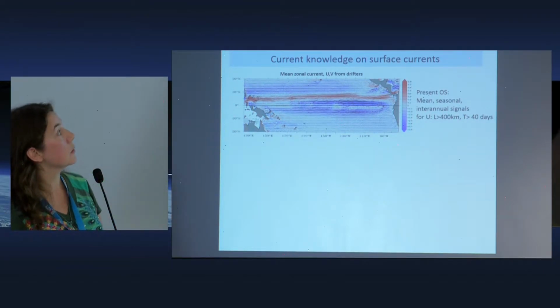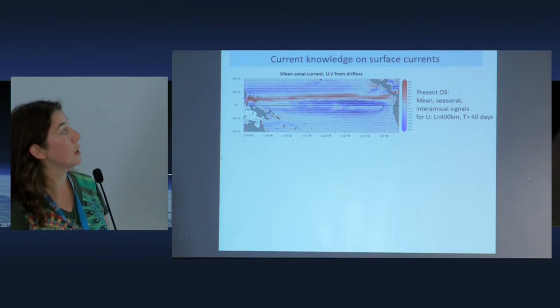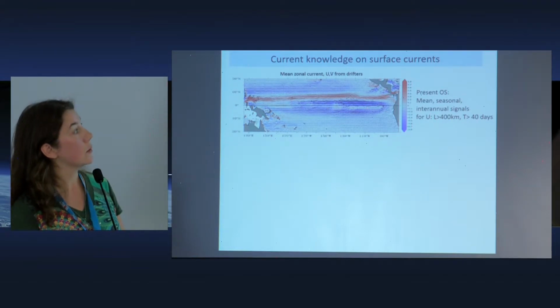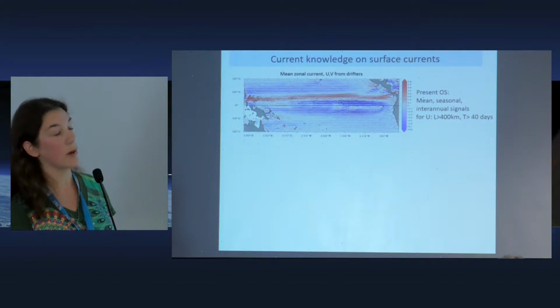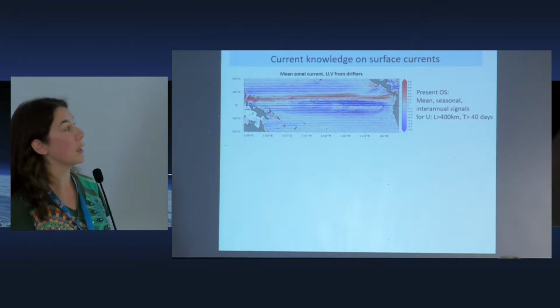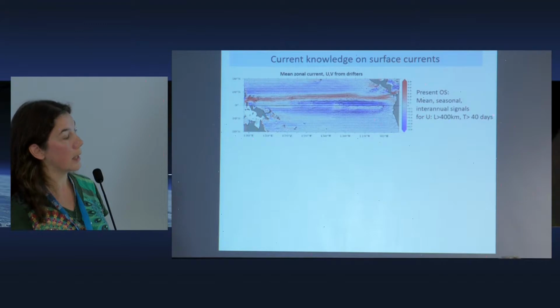So with all these problems in the observations, our current knowledge on the surface currents here in the Pacific, this is the mean zonal current and EV from drifters, are quite limited. So I would say that we know very well the mean, the seasonal and the interannual variability of the signals, and we can infer the big structures at these scales.